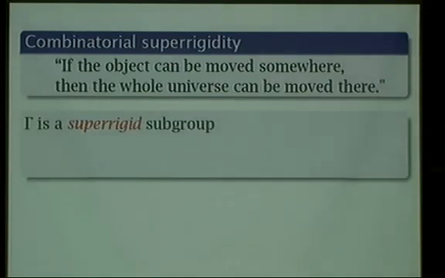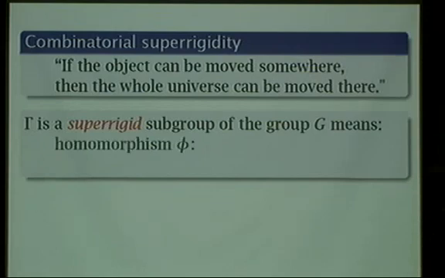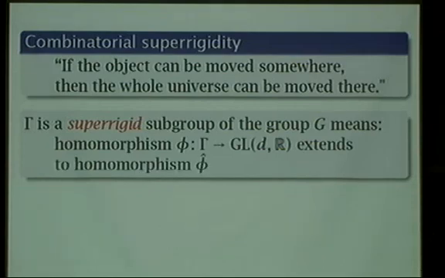And the point is, group theoretic superrigidity is really the same thing. Remember, to say that gamma is a superrigid subgroup means that if you have a homomorphism defined on gamma, then it can be extended to a homomorphism that's defined on the entire group G. And let me not worry about the stuff about Zariski closures at this point. That's a technical condition. That's what it means.